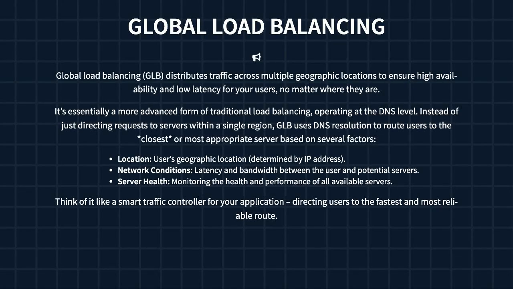Okay, let's talk about global load balancing. It's all about making sure your website or app is accessible to everyone, no matter where they are in the world. Instead of just spreading traffic within one region, GLB uses DNS. That's how websites get their addresses, to figure out which server is closest and best equipped to handle a user's request. It considers things like the user's location, network speed, and even whether the servers themselves are running smoothly. Basically, it's like having a really smart traffic controller for your online experience.